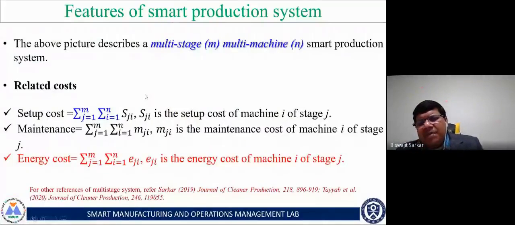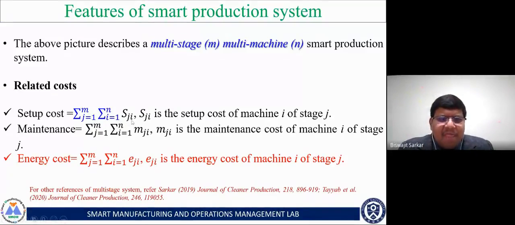Now if you go to the modeling part, what is the change for multi-stage multi-machines? Please concentrate: we are considering the constants. If you change the variables, the change will be huge, so we are just considering the constant part. For summation, when there is only 1 cross n, it is a single summation. Here we take a double summation, j equal to 1 to m and i equal to 1 to n. There is nothing big to change. Similarly for maintenance, and similarly for energy cost.